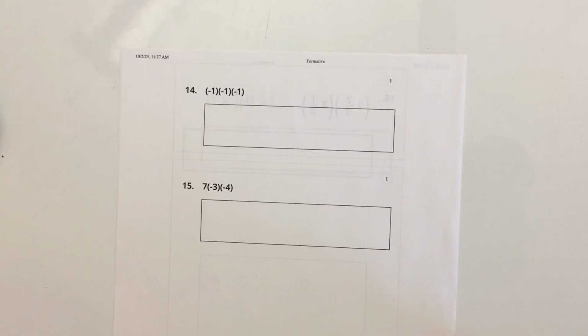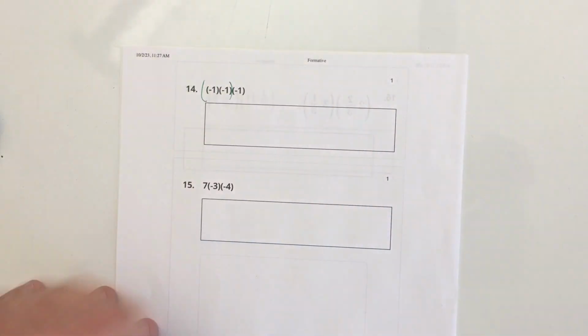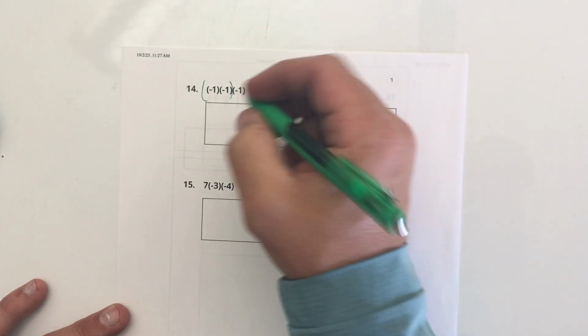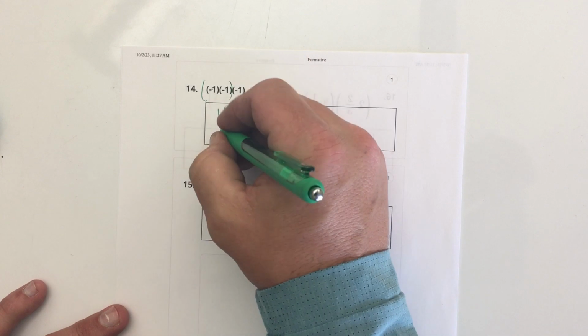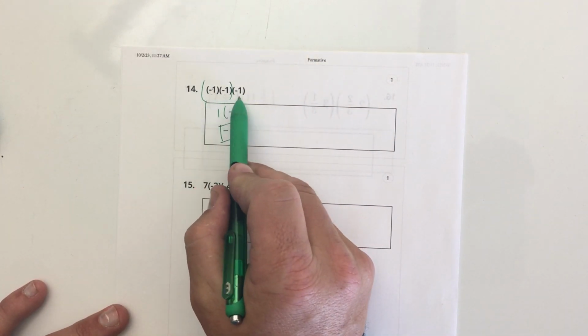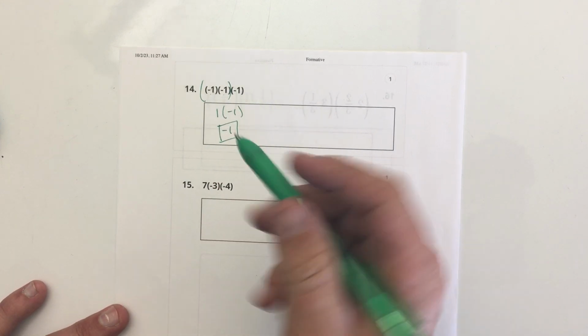Question 14, negative 1 times negative 1 times negative 1. I'm going to use the associative property. I'm going to group these two first. Negative 1 times negative 1 is positive 1. So now I have positive 1 times negative 1, which is negative 1. Anytime you have an odd number of negatives that we're multiplying together, your answer is going to be negative.